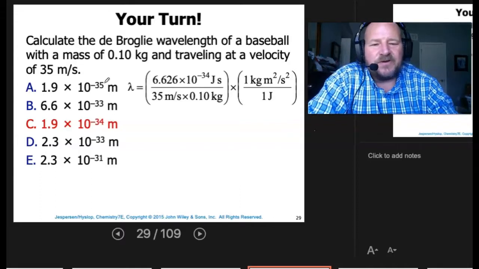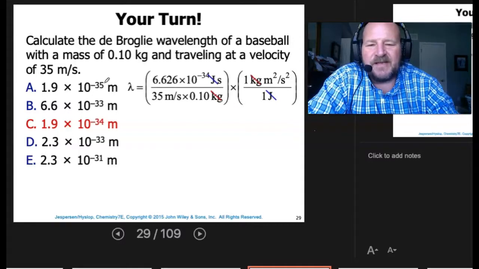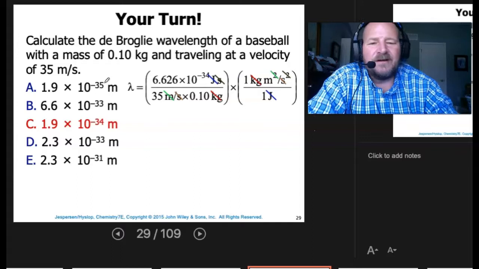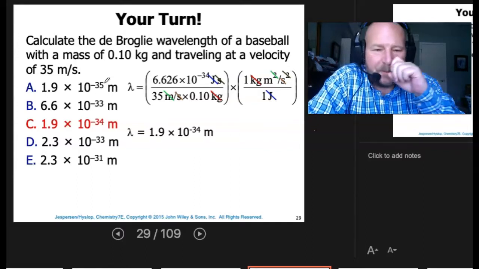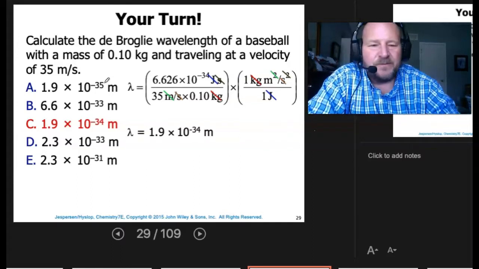Got to make some unit corrections here. Get the joules to cancel out, kilograms to cancel out, meters will cancel out, seconds will cancel out twice, and that's how we got to 1.9 times 10 to the negative 34 meters.